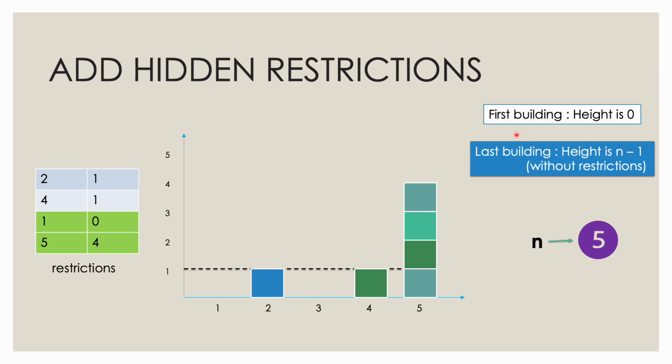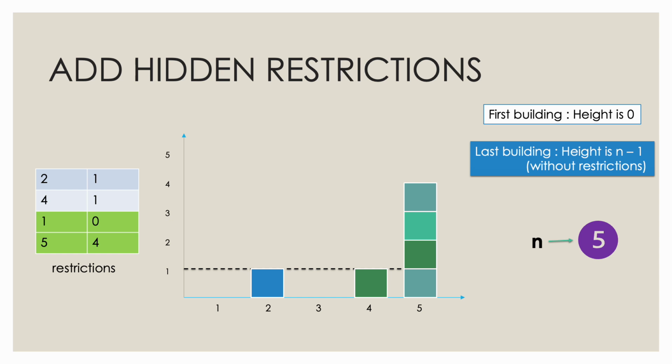So here my first building height is 0. That was given in the question, remember? So that's why we have added that building 1 can have a maximum height of 0. Okay. Now my last building can have a height of n-1 without restriction. How did we come to this conclusion? This was not given in the question, but we have come to this. Okay, let's see how we came to it.